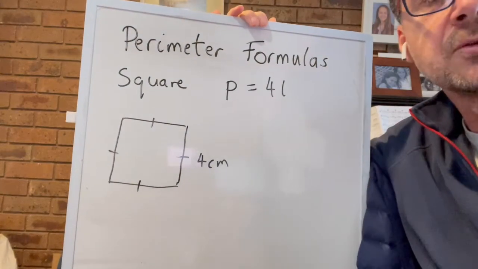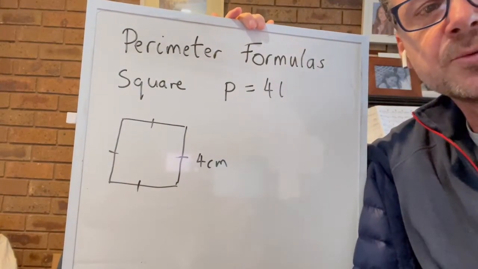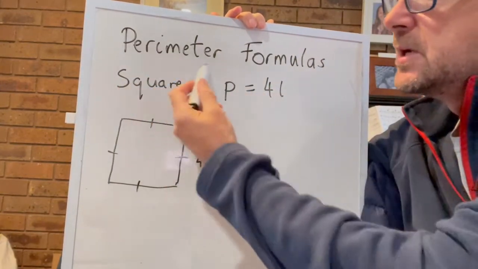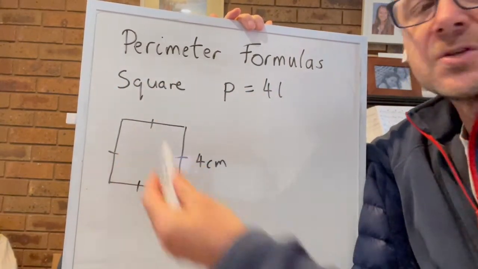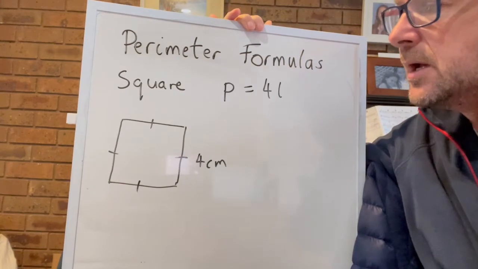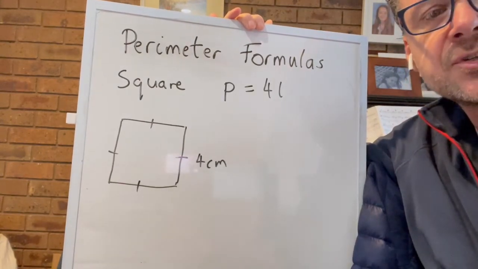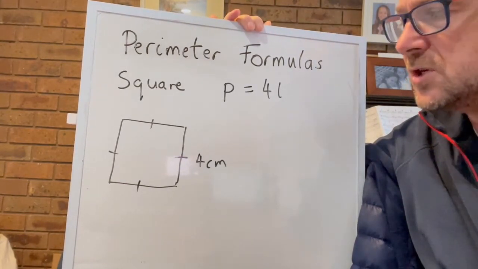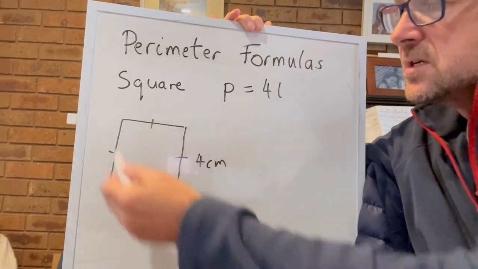Okay, so today we're going to look at the idea of formulas for perimeter. We know that perimeter is the distance around the outside of a two-dimensional shape. And for a lot of these types of questions, we would have got into the habit of just finding out the sides and adding them all together.